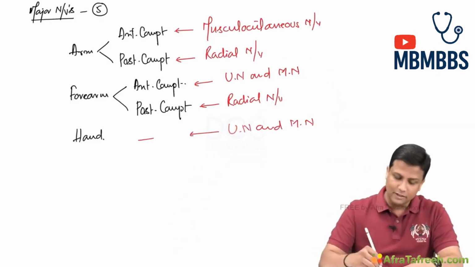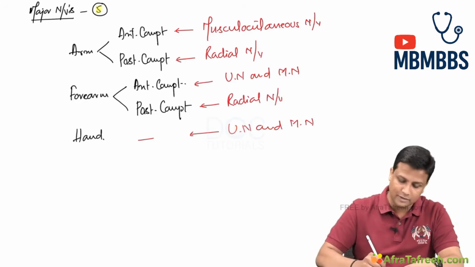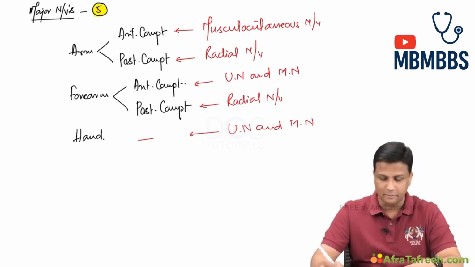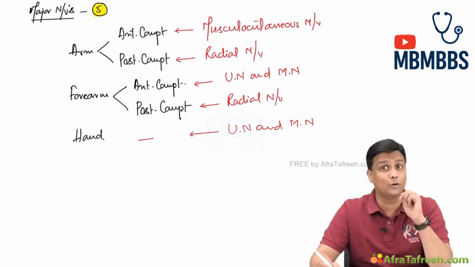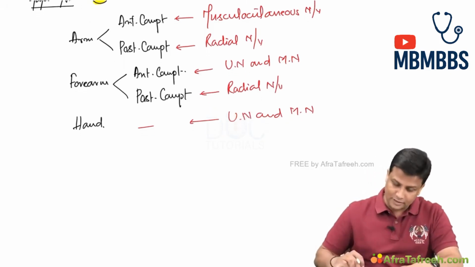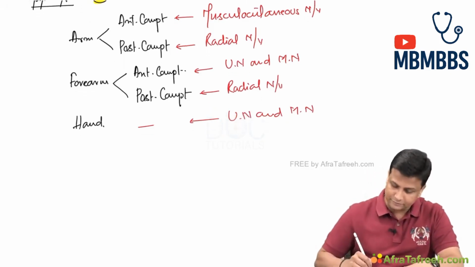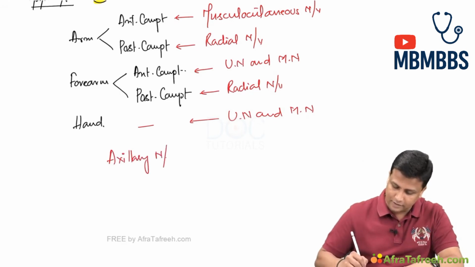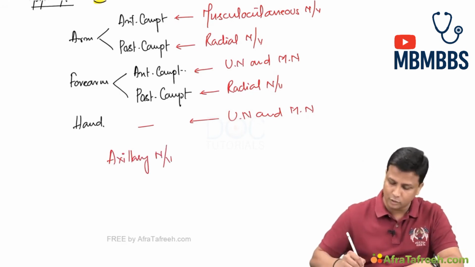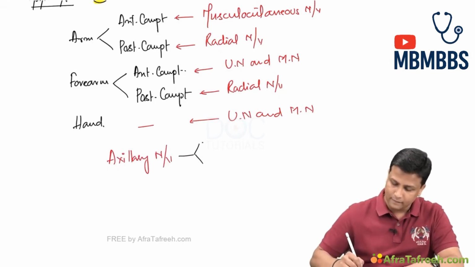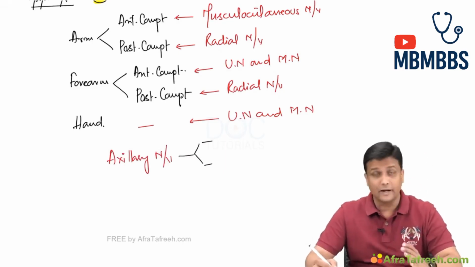Now, if you're observing properly here, how many major nerves do we have, guys? Totally we have 5 major nerves, but out of them we have written only 4. One more which is left out here is your axillary nerve. Now remember, axillary nerve will be supplying only and only 2 muscles, guys. And just remember those 2 muscles forever.